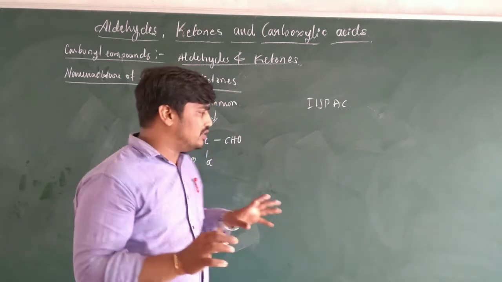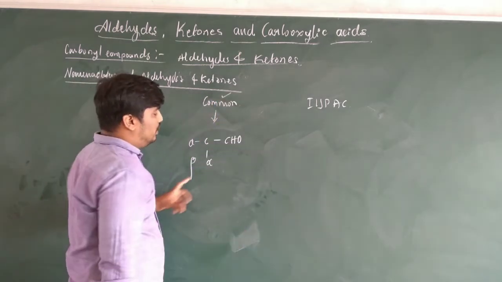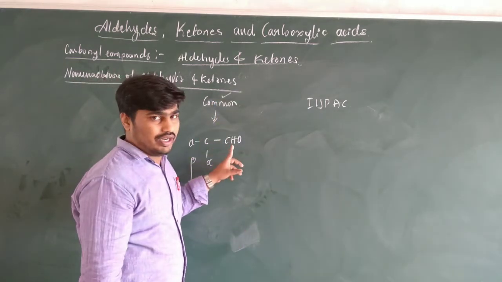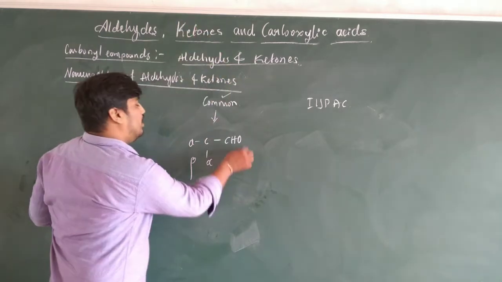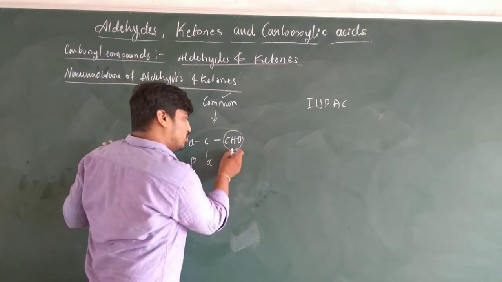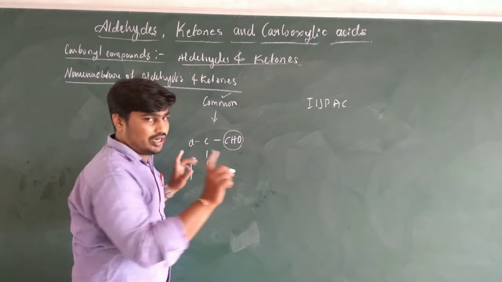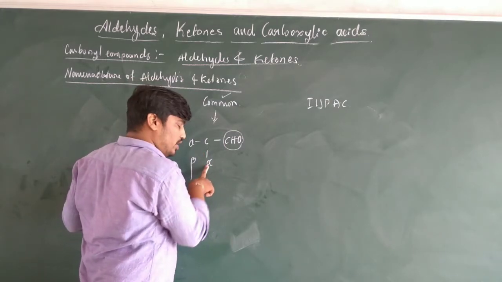Suppose a carbon contains two substituents, these are prefixed with the alpha notation. Okay. So what is the importance of this? During the common naming of aldehyde or ketone derivatives, the carbon attached to the ketone functional group is considered alpha.